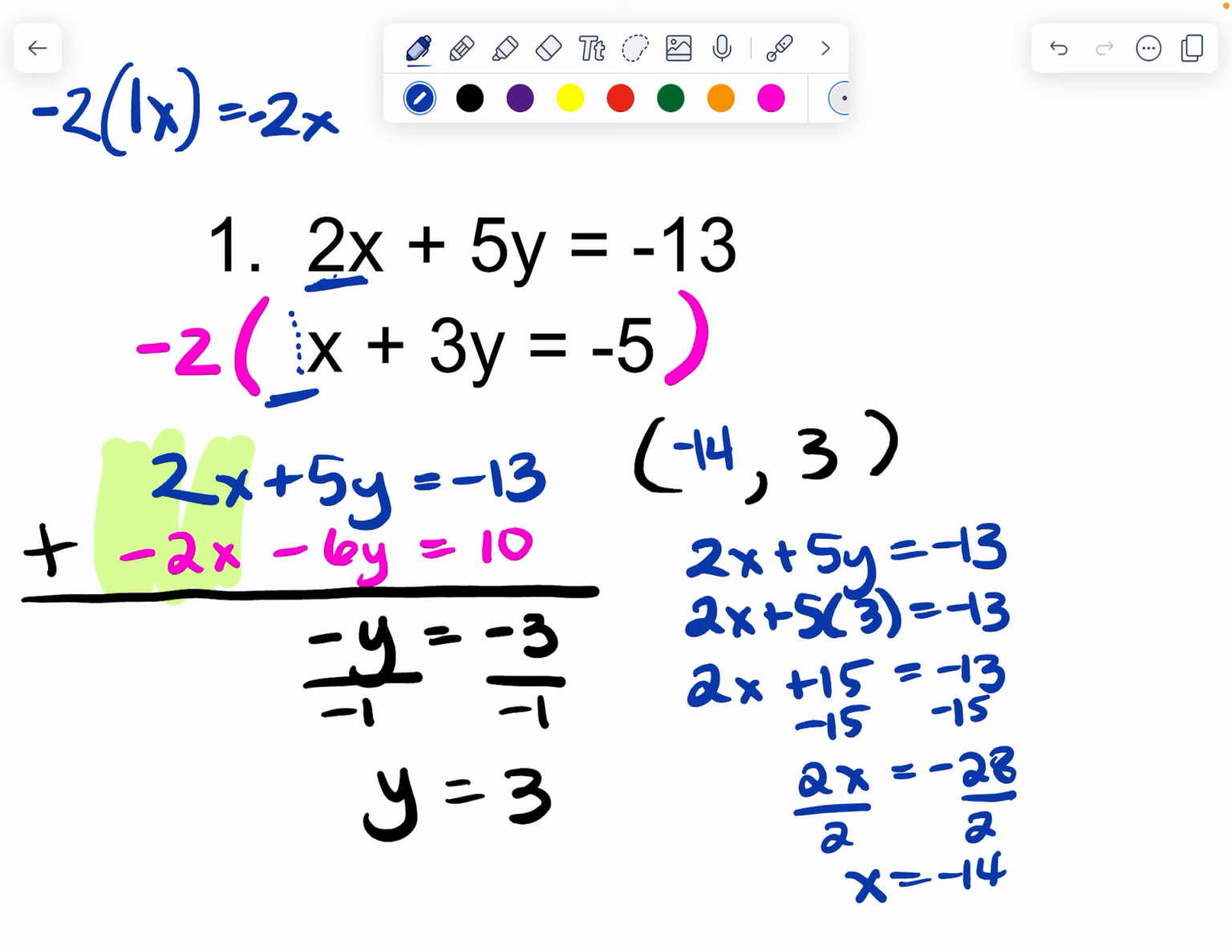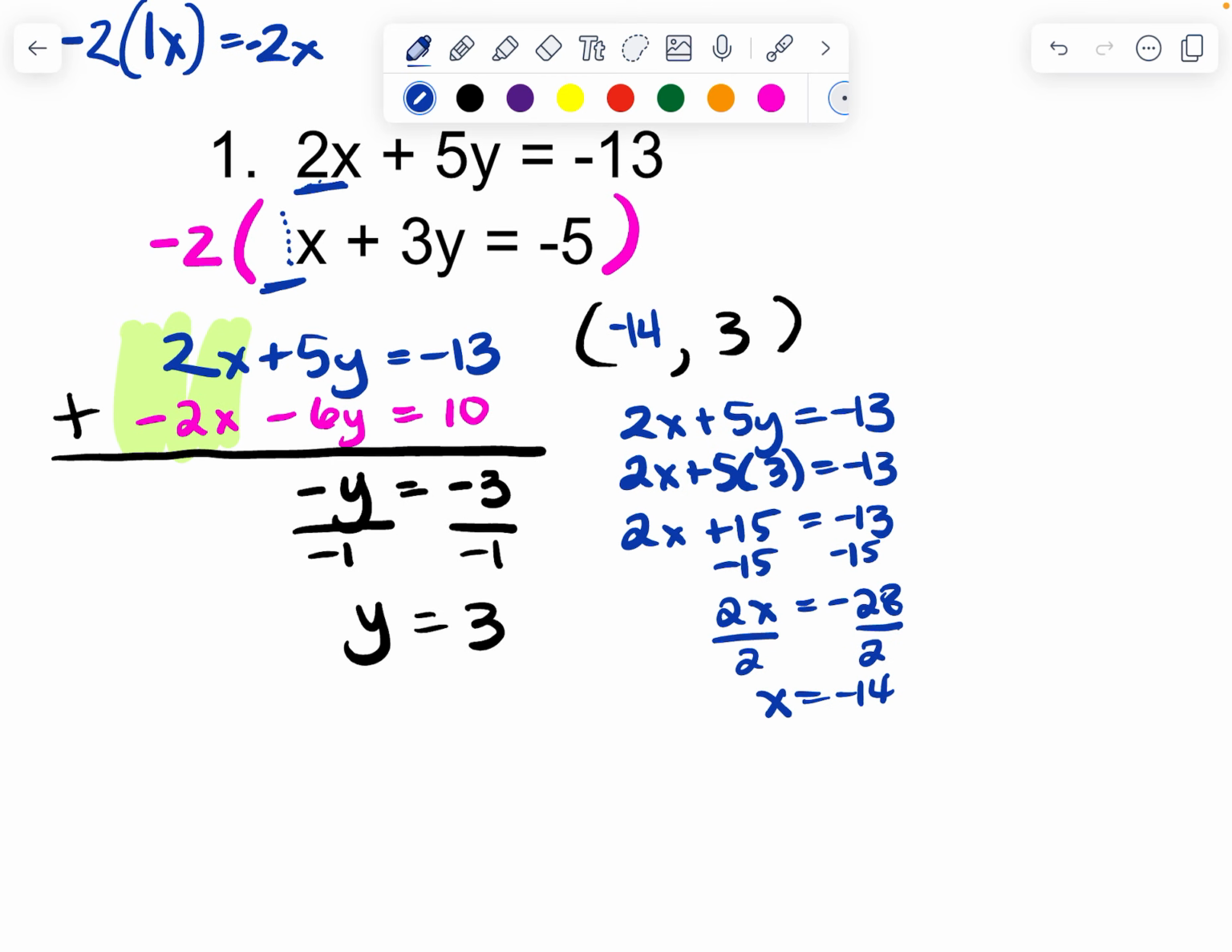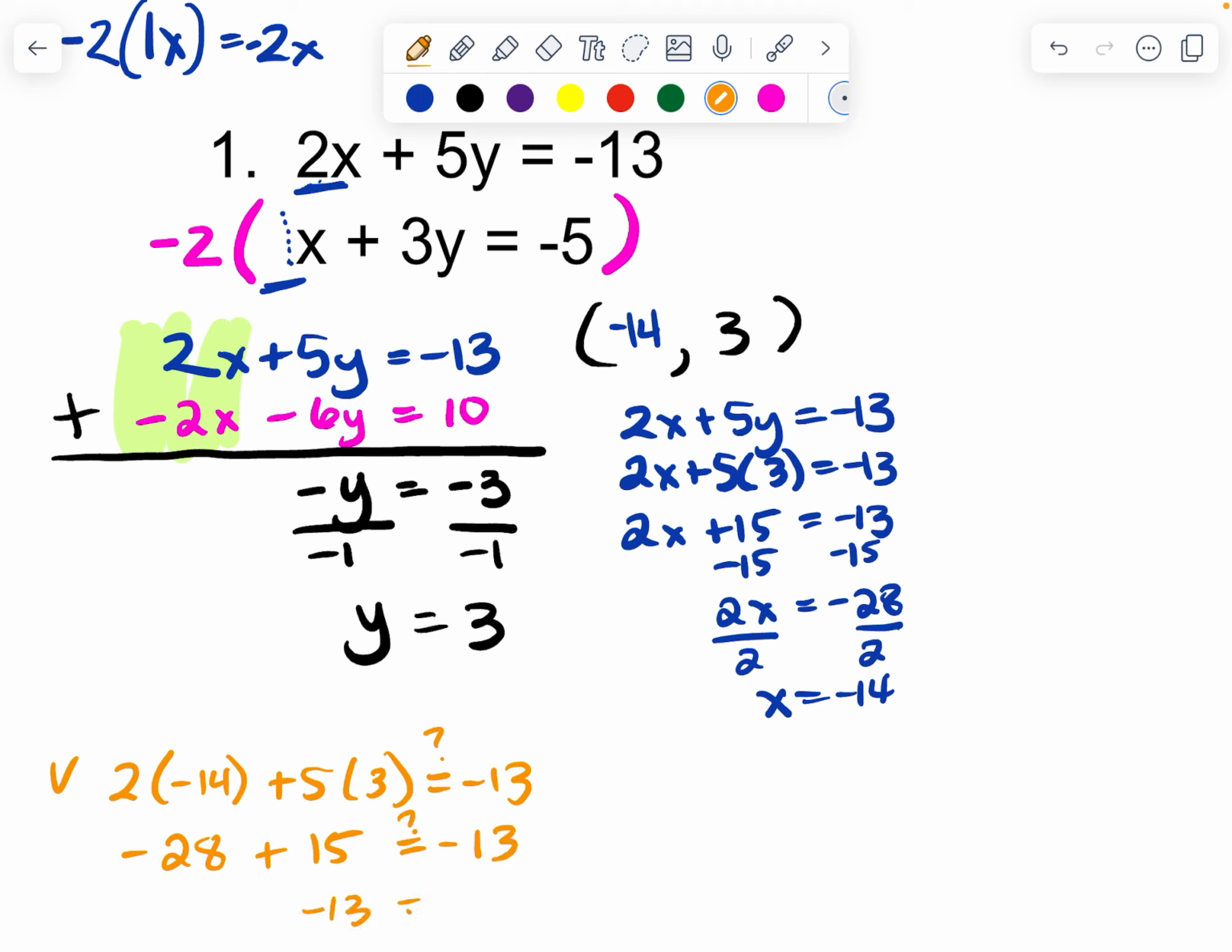So if I was to check my work, I'm going to check and make sure that works. Okay, so 2 times negative 14 plus 5 times 3, does that equal negative 13? That'd be negative 28 plus 15, does that equal negative 13? That does equal negative 13. So it does work for the first one. Does it work for the second one? I'll just write the equation.